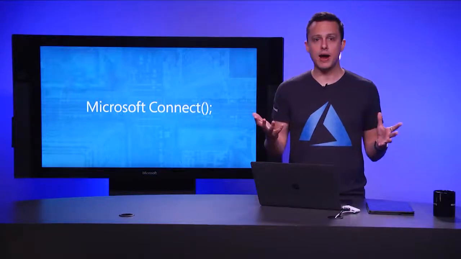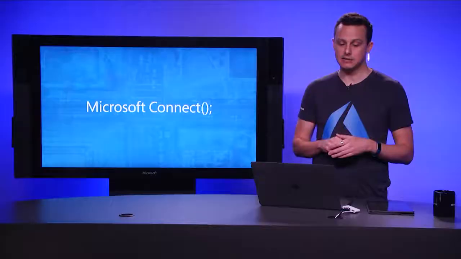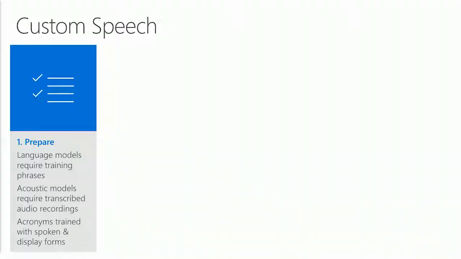So how do we train a custom speech model? Well, it's super easy. It will take you about 10 minutes. The first thing we need to do is prepare all our data. We're going to prepare all of our recordings of our users, the transcripts of those recordings, and our language data. And that's just a text file of the kinds of things our users are going to say to our application.